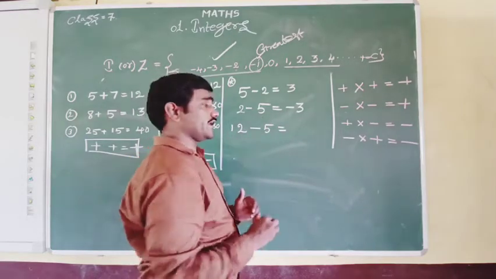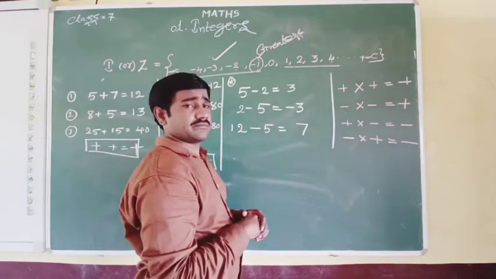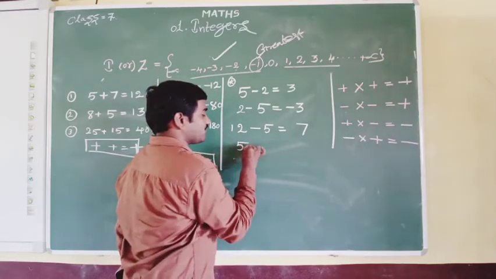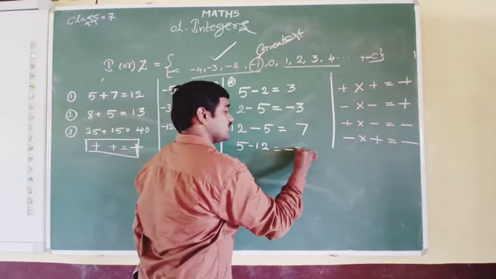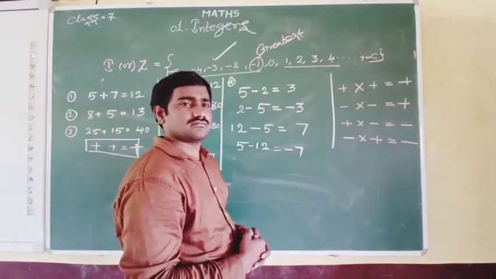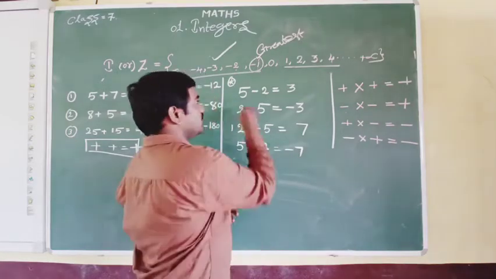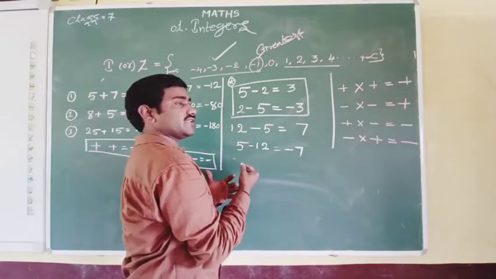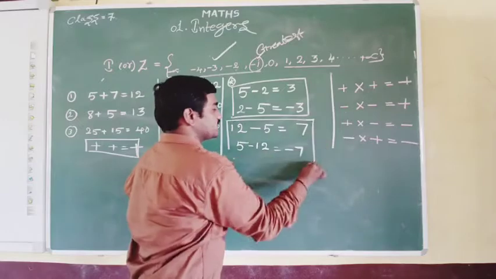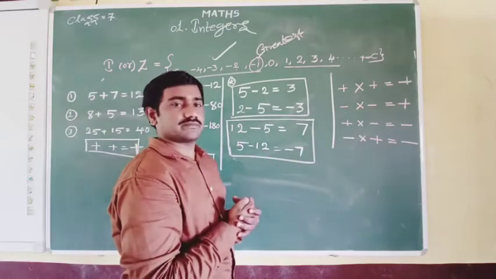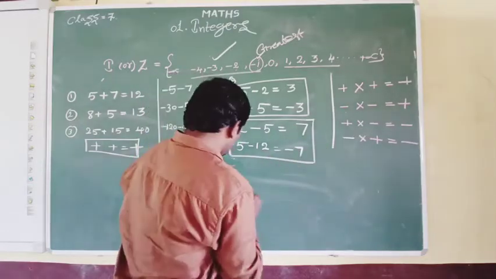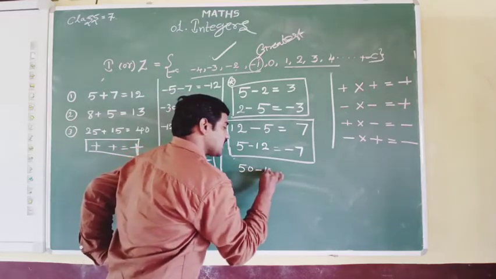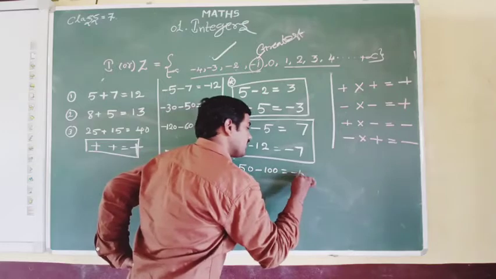Can you separate? Directly you can say as a 7. Yes sir. Then same thing. 5 minus 12 equal to minus 7. Simple. So in these two examples, the same concept is applied. Let's do the sum more again. 50 minus 100, that equals minus 50.